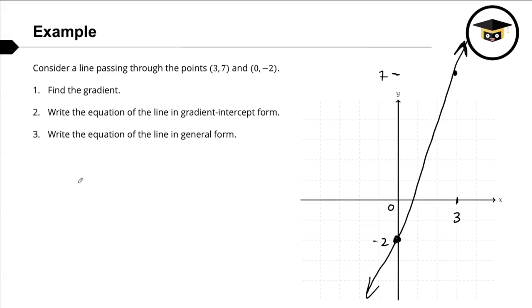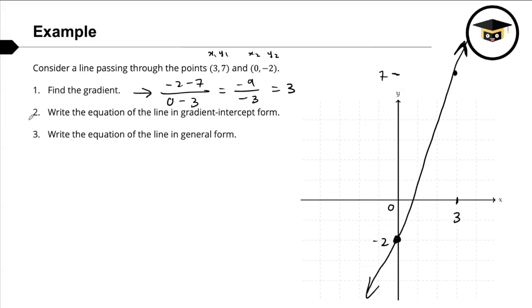Now, part 1, find the gradient. Obviously, I'm not going to count the rise over run. I've been given the 2 coordinates, so it makes sense to just chuck it into my formula. So I'll call this x1, I'll call this y1, and I'll call this x2, and I'll call this y2. So then y2 minus y1 is minus 2 minus 7 over 0 minus 3. That's going to give me negative 9 on negative 3, which is 3 units. So that's my gradient.